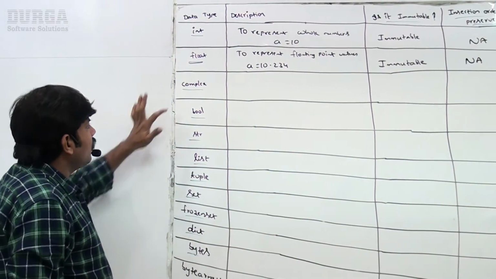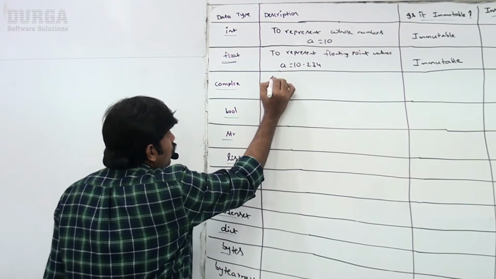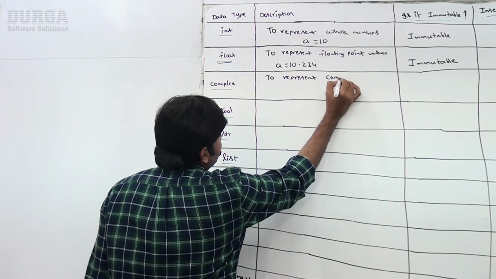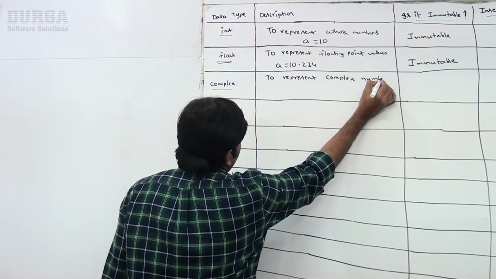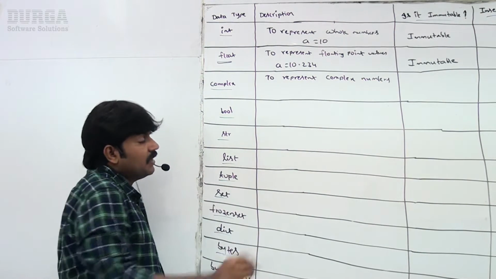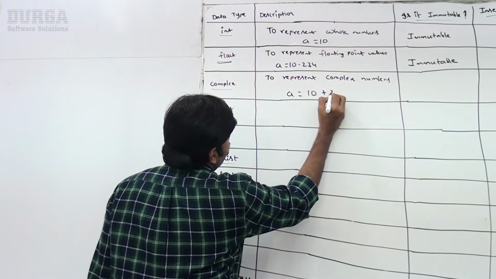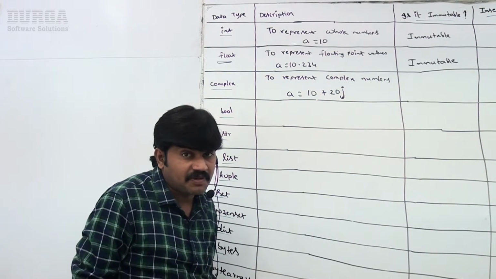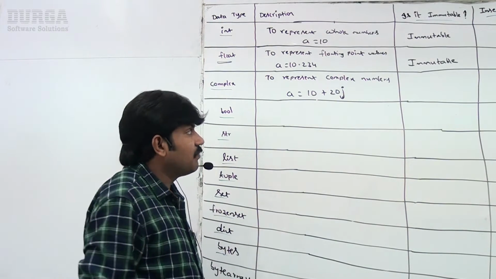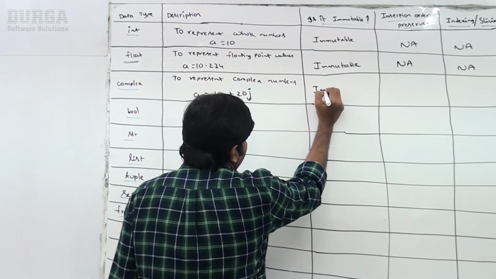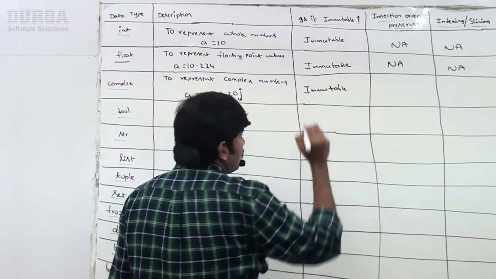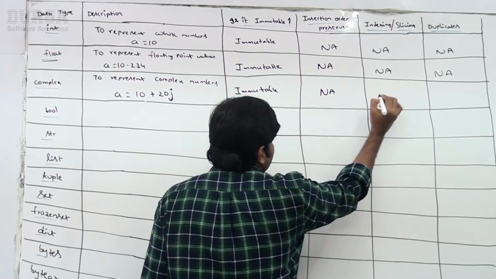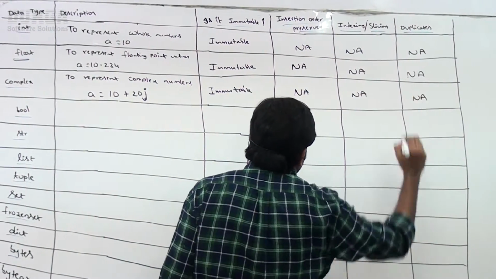Now complex. To represent complex numbers, we go for the complex type. For example, a = 10 + 20j. These types of numbers are called complex numbers. All complex numbers are immutable, since fundamental data types are immutable. It is also a single value, so duplicates, order and indexing terminology is not applicable.